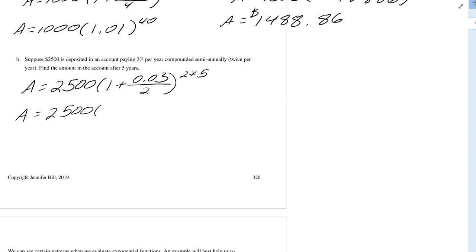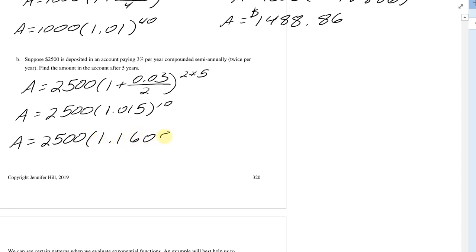This comes out to 1.015. So now if I just take that to the 10th, I will get 2,500. So again, this is just me doing a decimal approximation here. So if I multiply this now times 2,500, I'm getting that the amount in the account would be 2,901.35. Okay, so that's working with compound interest.